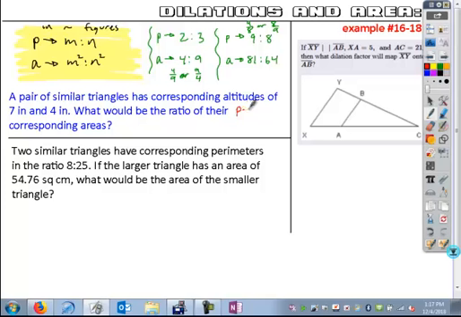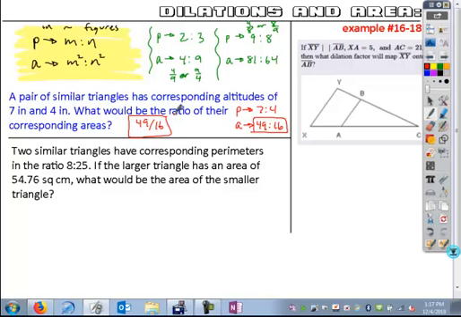In this problem, you're told that the ratio of parts between 2 similar triangles is 7 to 4. That means the ratio of their areas is going to be 7 squared to 4 squared. So your answer may be written as a ratio in this form. It might also be asked to be written as a fraction, 49 over 16. So those would be the 2 possible forms, and it should specify which one it's asking for.